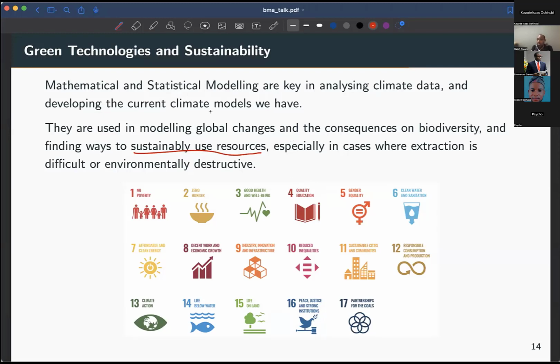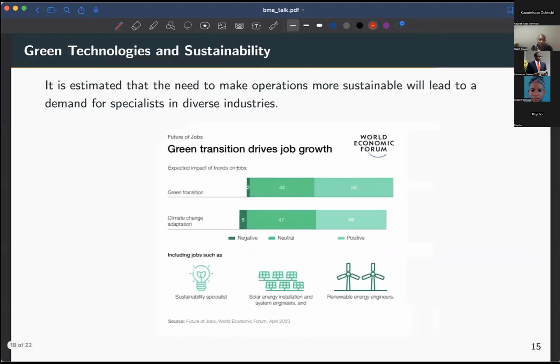I'm not an expert in green technology. I'm hoping that somebody in the audience can tell us a bit about what they do, and that would inform us all. Okay, so I just added this, from the World Economic Forum again, expected impact of trends. Going forward, we will need to factor sustainability into our operations. Okay.